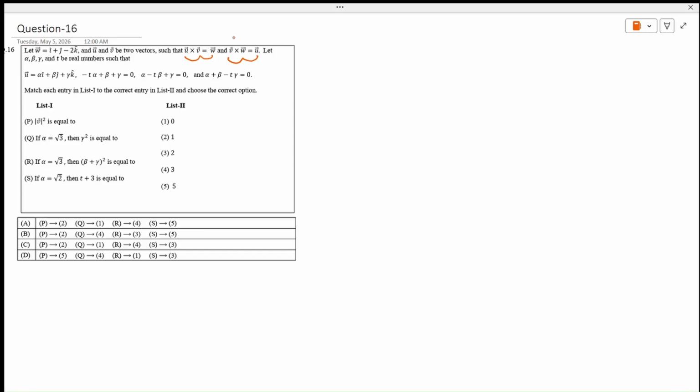So from this first equation, we'll get modulus of U times modulus of V is equal to modulus of W. And from the second equation, we'll get mod V times mod W equal to mod U. If we multiply these two, we'll get V square equal to 1.